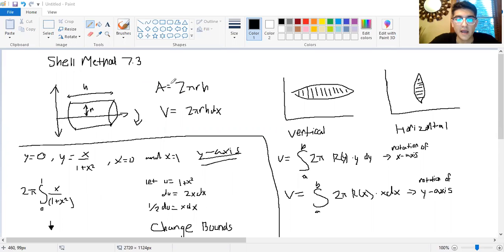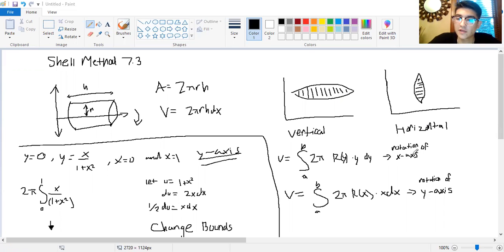Now, what I have written here is the area of a cylindrical shape, which is 2 pi times the radius r times h. However, when we're using the shell method, we're actually finding the volume, and therefore we have 2 pi times the radius times h times dx, or dy, depending on where you're using it. dy and dx measure the thickness, how it's constantly changing. For example, here the shape is being cut vertically, downwards. When it's horizontally being cut, the shape is being cut horizontally like this.